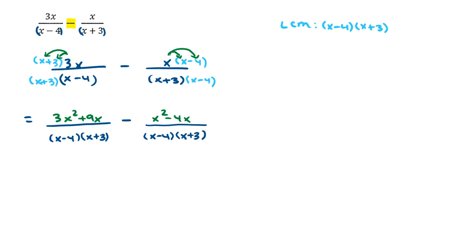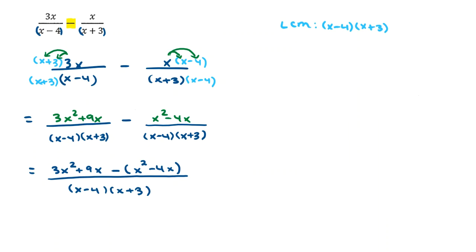So now we're in the position where we're subtracting two rational expressions that have a common denominator. So what we'll do next is go ahead and carry out the subtraction by subtracting the numerators. So we're going to take 3x squared plus 9x. And since we're subtracting a numerator with two terms, I'm going to use parentheses. So subtract x squared minus 4x, put that in parentheses. And I'm going to write all this on one copy of the common denominator, x minus 4 times x plus 3.